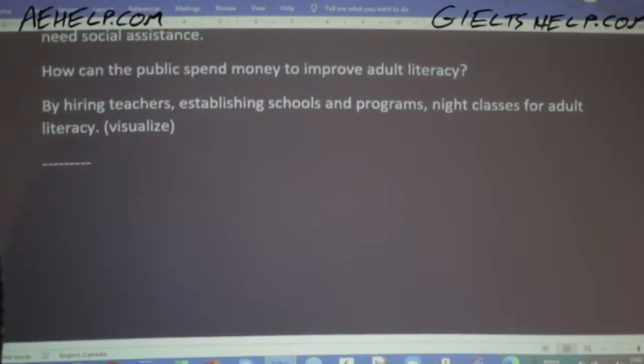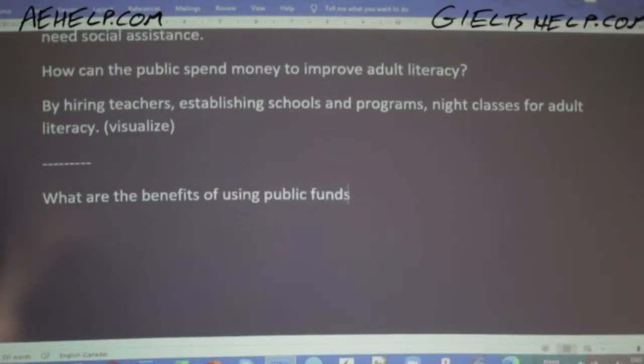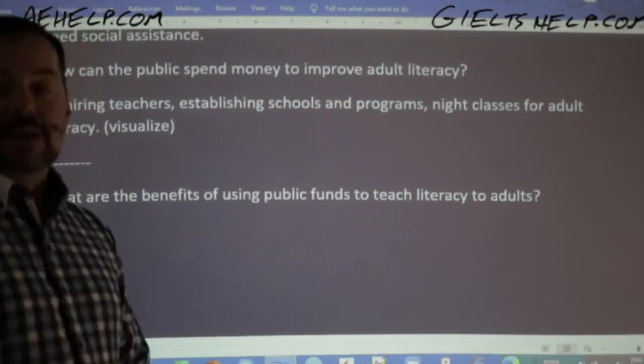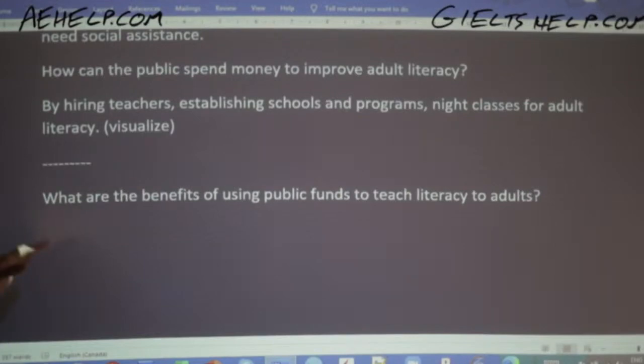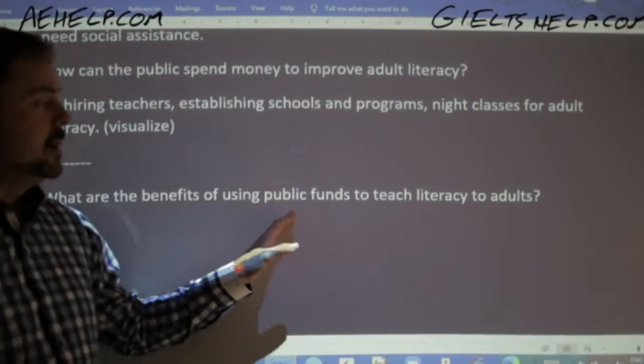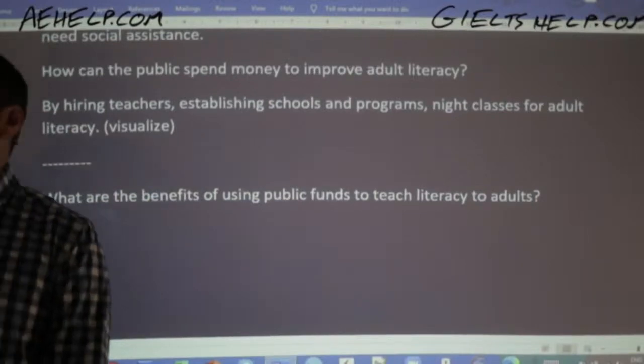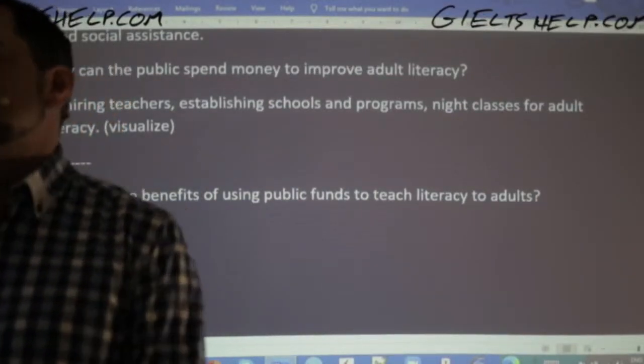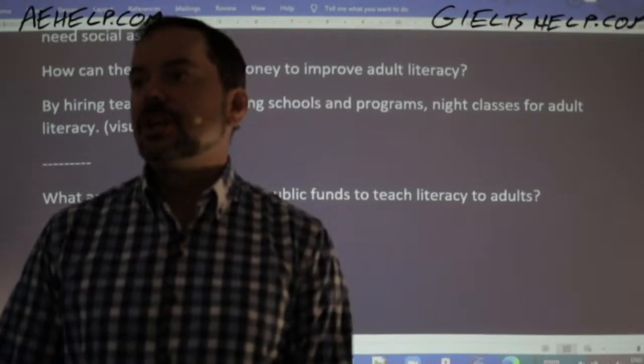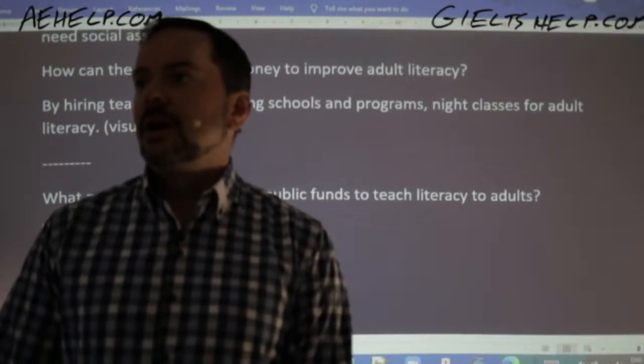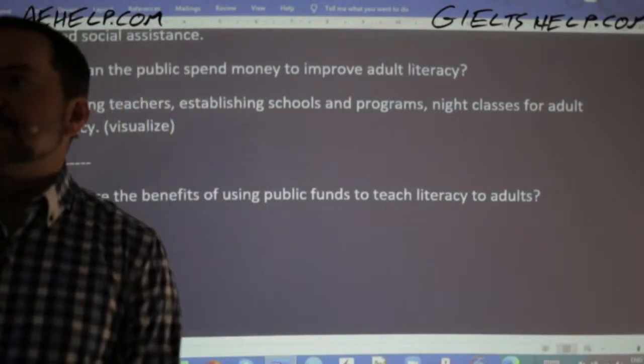Okay, I'm going to start writing and let's see if you come up with the same. Oh, look at that. Nick Hill almost verbatim right off the top. So I wrote, what are the benefits of using public funds to teach literacy to adults? Nick Hill says, what are the benefits and deficits of investing funds by society for teaching adult literacy? Okay, very good, Nick Hill.